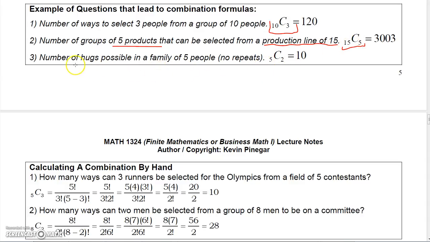And this is interesting. If you have 5 people visiting and everybody gets ready to leave, and you want to know how many hugs are possible if everybody hugs each other, well, first of all, repetition wouldn't make sense because you're not going to hug yourself. And order doesn't matter because if Joe hugs Sarah, that's the same as Sarah hugging Joe. So the order is irrelevant. Out of 5 people, how many subsets of 2 would be possible to hug each other? That would be 5C2, which is 10.